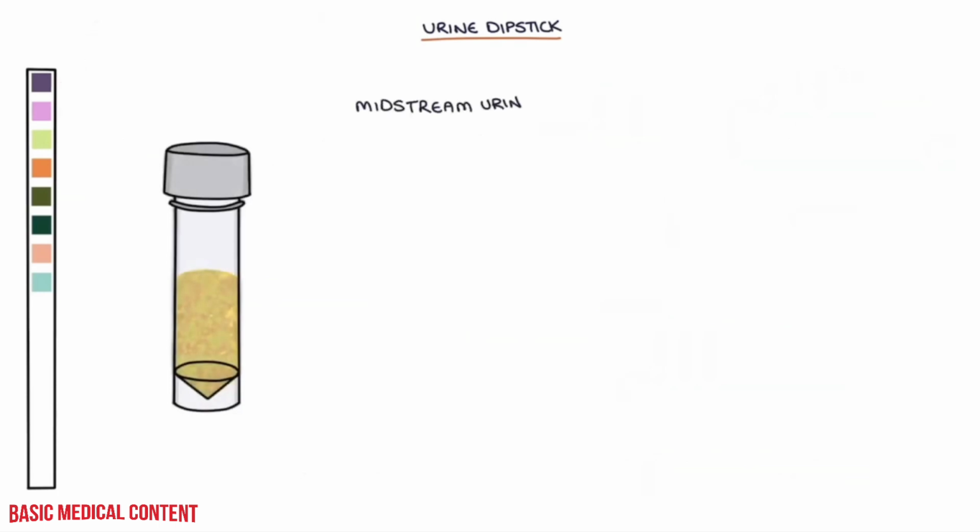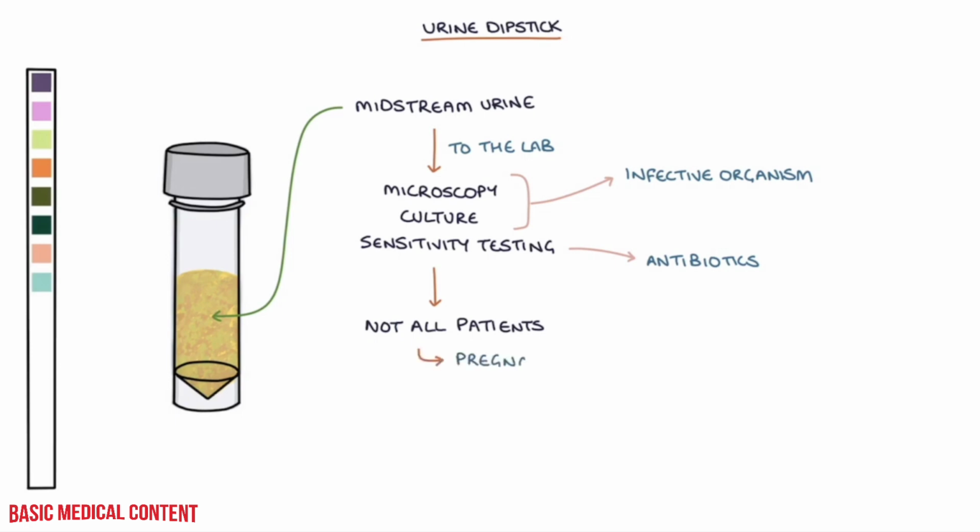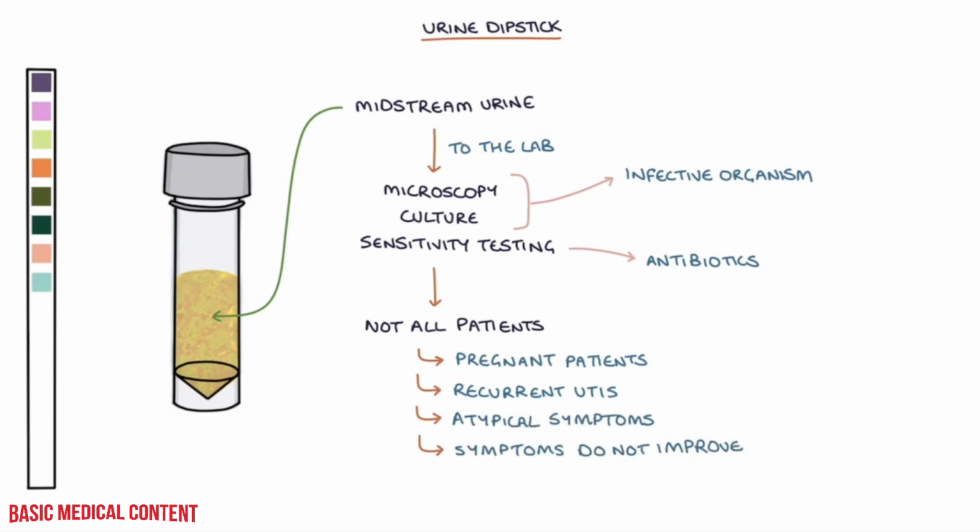A midstream urine or MSU sample can be sent to the lab for microscopy, culture, and sensitivity testing, which will help determine the infective organism and the antibiotics that will be effective in treatment. Not all patients with an uncomplicated UTI require an MSU to be sent to the lab, but it is important in pregnant patients, patients with recurrent UTIs, patients with atypical symptoms, or when the symptoms do not improve with antibiotics.